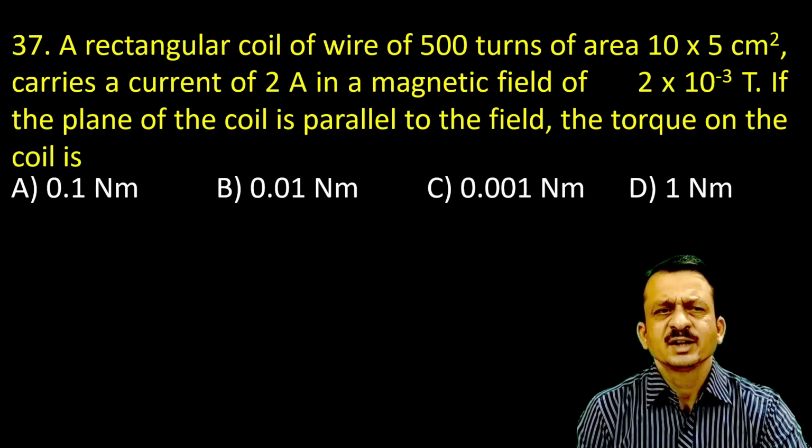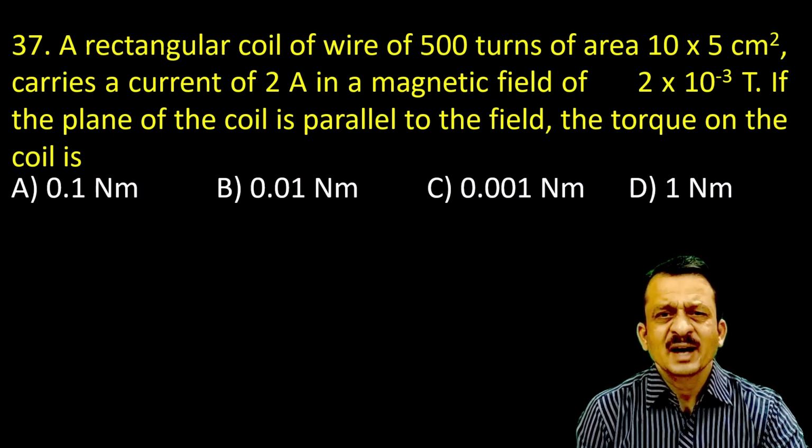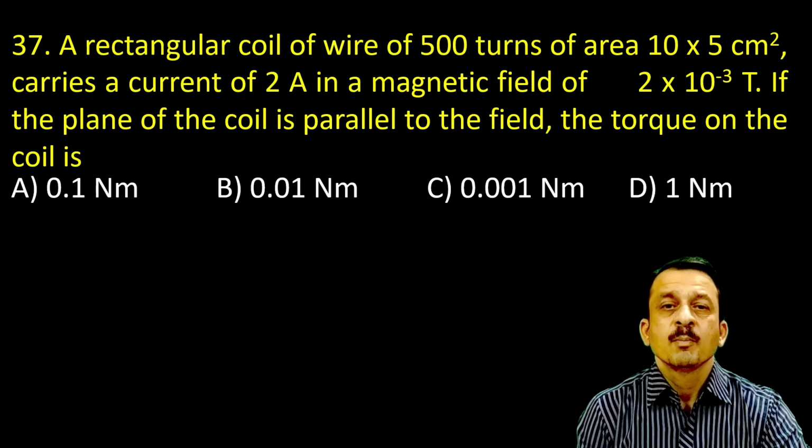And the magnetic field and the plane of the coil are parallel. Now look here, since they have given parallel, we think that the angle theta is 0. But in the case of a torque, the angle is between the magnetic moment and the field vector. Since the plane is parallel, what is the direction of the magnetic moment? Magnetic moment is always perpendicular to the plane. You should remember this point very, very clearly.